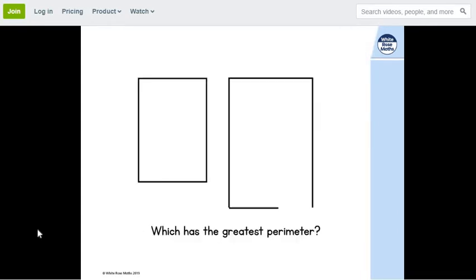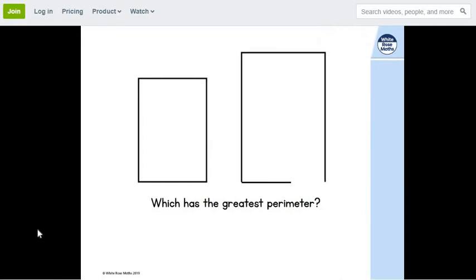So we've got two figures here. Which has the greatest perimeter? So pause the video, have a think about that question for yourself first. Let's think of that word perimeter.